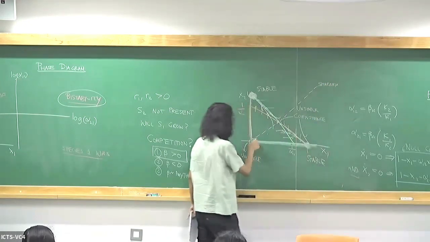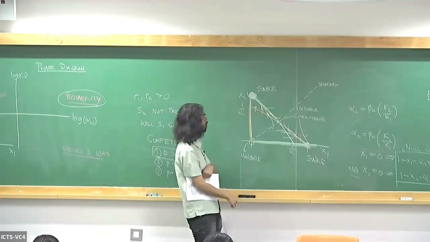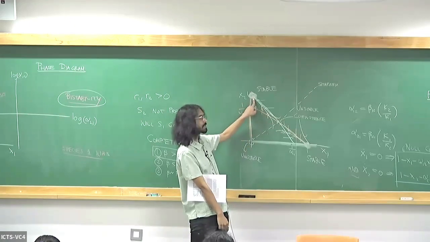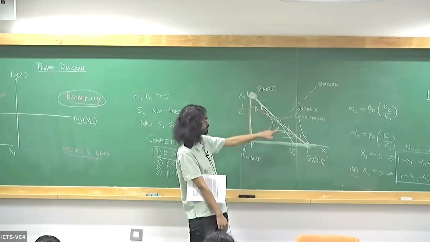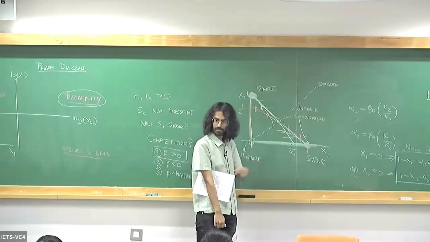Which is essentially a line joining both of these unstable fixed points. And you'll see that basically all the trajectories on this side of the separatrix will take you to that stable state. All the trajectories on this side will take you to that stable state.